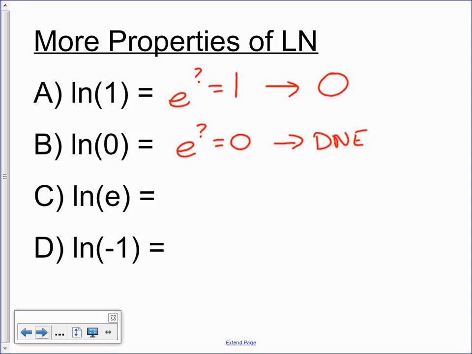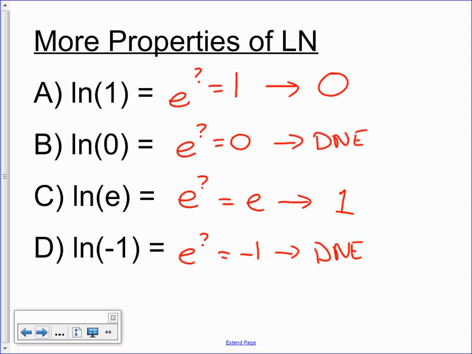Natural log of e is 1. Because e to what number would give you e? Well, the answer has to be 1. And e to what number would get you a negative number? Nothing. It does not exist.